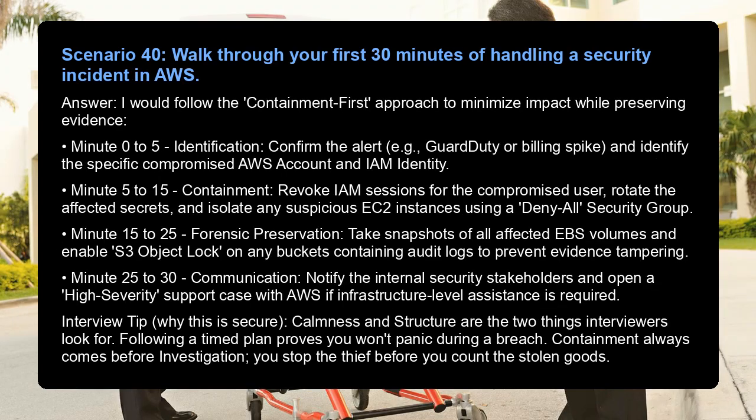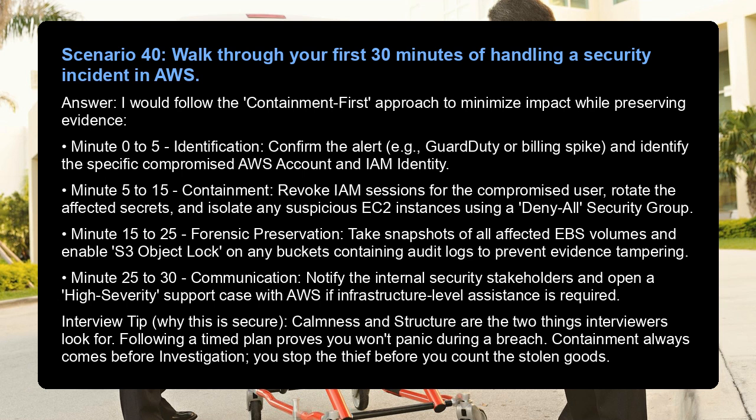Scenario 40. Walk through your first 30 minutes of handling a security incident in AWS. Answer: I would follow the containment-first approach to minimize impact while preserving evidence. Minute 0 to 5, identification. Confirm the alert, for example, GuardDuty or a billing spike, and identify the specific compromised AWS account and IAM identity.